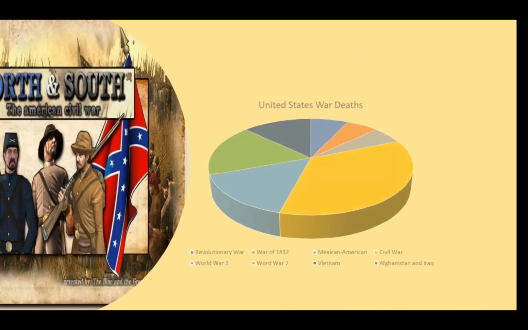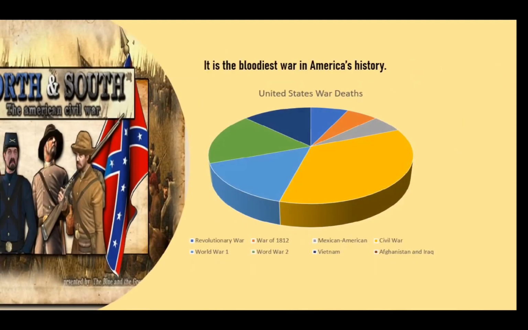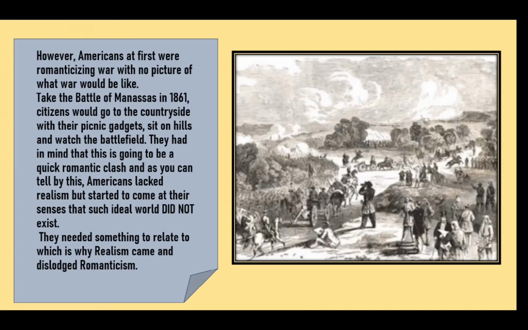The American Civil War was the bloodiest war in America's history, as you can see by this pie chart of United States war deaths. However, Americans were at first romanticizing the war with no picture in mind of what war would be like. Take the Battle of Manassas in 1861, for example. Citizens would go to the countryside with their picnic gadgets, sit on hills and watch the battlefield. They had in mind that this was going to be a quick romantic clash and everyone would go their way.